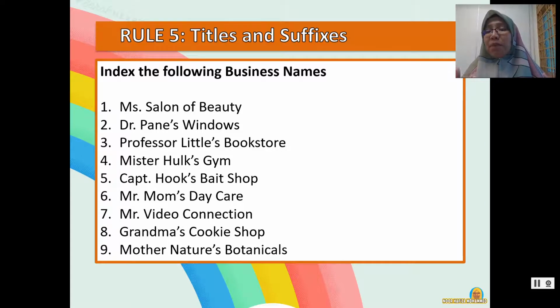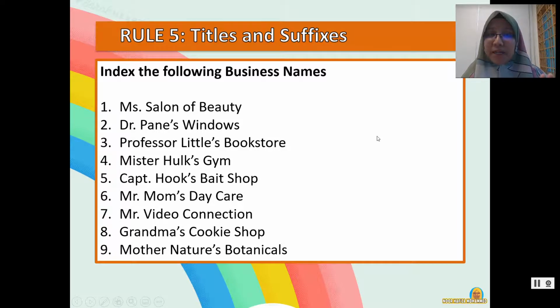It is not the same as the personal name, where you need to arrange which one is the key unit, which is the second or third unit. But for business names, index as written: the first word will be the first filing unit, unless you have the word 'the' at the start of the business name. So now you have a title, doctor, the word professor, the word captain, Mr. These are the titles.